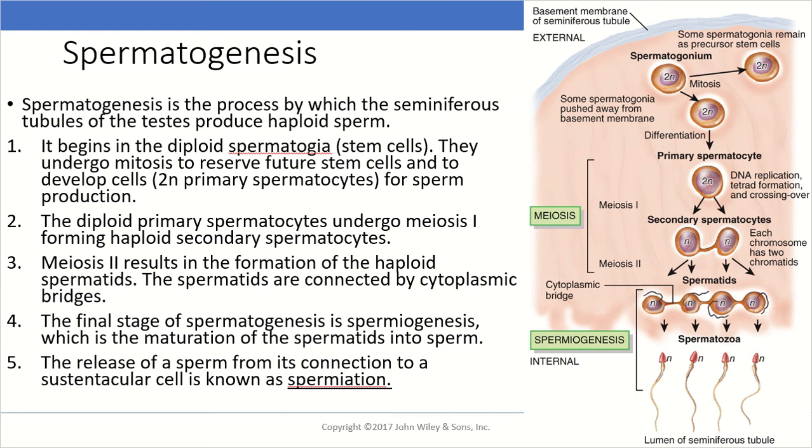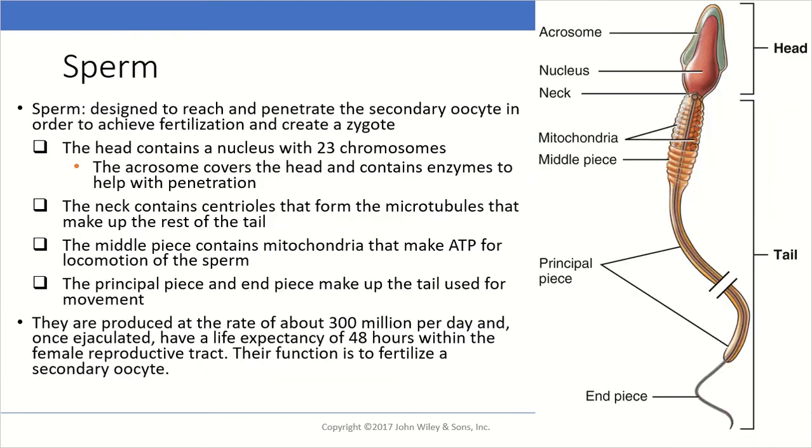The final stage of spermatogenesis is called spermiogenesis, and this is when we have the maturation of the spermatids into sperm cells or spermatozoa. The release of a sperm from its connection to those sustentacular cells is going to be known as spermiation. Right. So, looking at a little bit of sperm anatomy, the sperm is going to basically be designed to reach and penetrate the secondary oocyte in order to achieve fertilization and create a zygote.